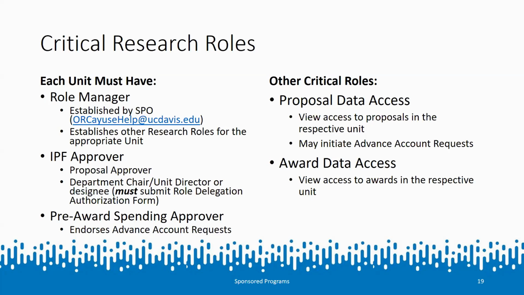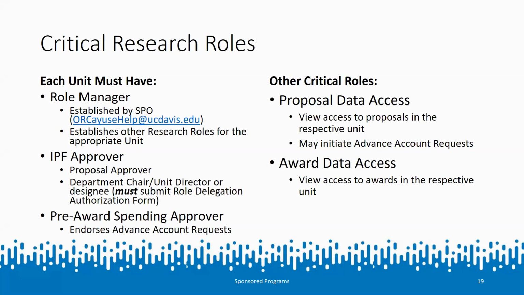Pre-award spending approver is the person who endorses advance account requests for that unit, so that they sign off on it before it comes to SPO for review. Other critical roles are proposal data access and award data access. Proposal data access gives someone view access to all the proposals in that admin unit, regardless of the status, and also allows them to initiate advanced account requests. Award data access gives them view access to all of the awards in that admin unit. So those are critical roles, all of them, but these three are required.